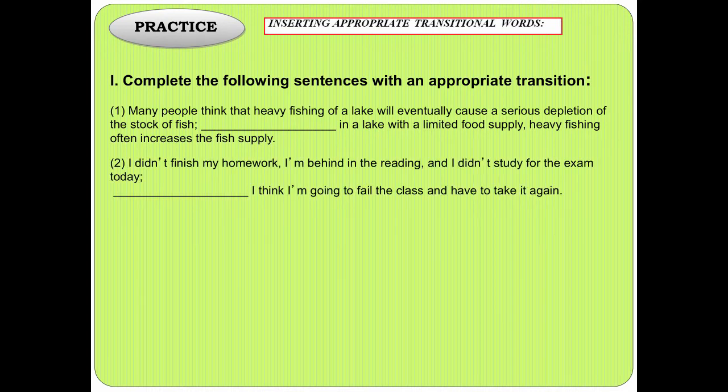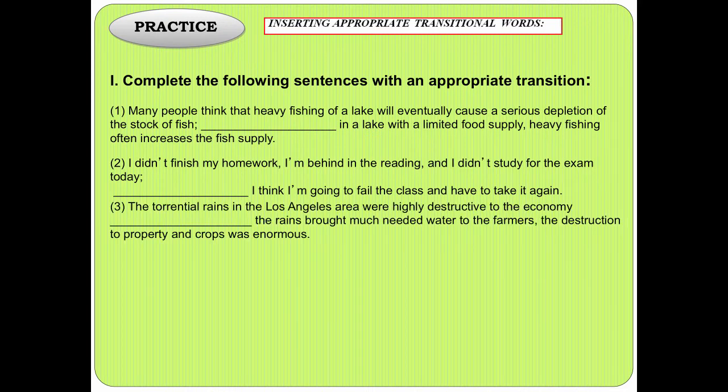2. I didn't finish my homework. I'm behind in the reading and I didn't study for the exam today. I think I'm going to fail the class and have to take it again. 3. The torrential rains in the Los Angeles area were highly destructive to the economy. The rains brought much needed water to the farmers. The destruction to the property and crops was enormous.